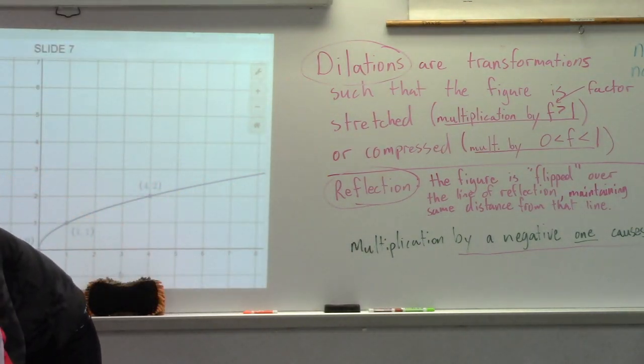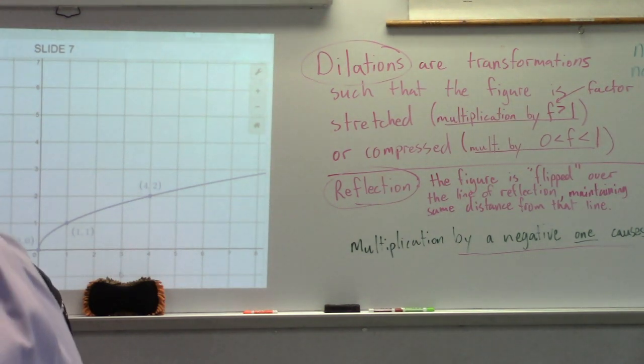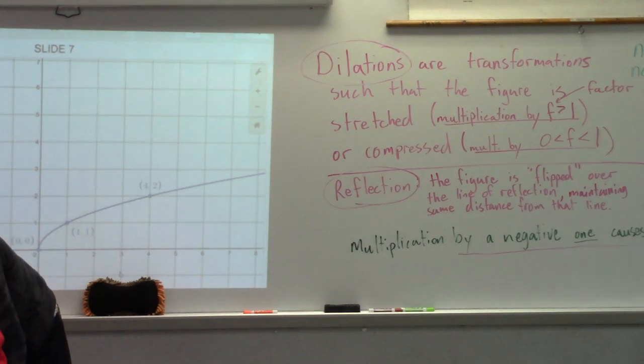Are you using the same ideas we talked about in geometry? So multiplication by a -1 did what? Made it reflect. So what about the other?